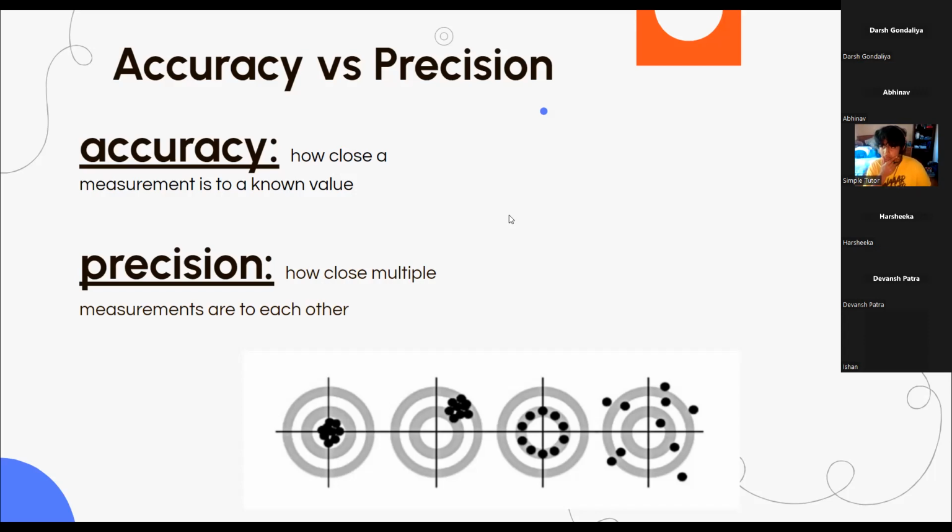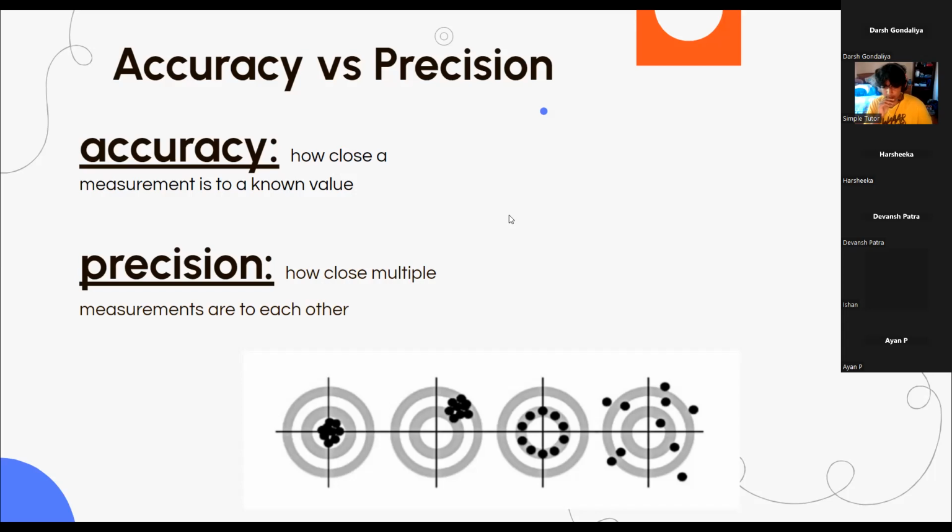For number two, it's the same thing because they're pretty close to each other. So what does that mean? Are they precise? Are they accurate? They're going to be precise and accurate because they're close together, so you could get a correct measurement.